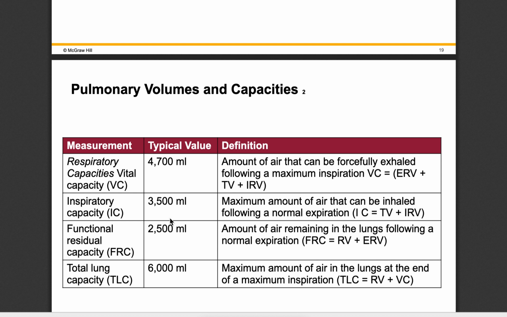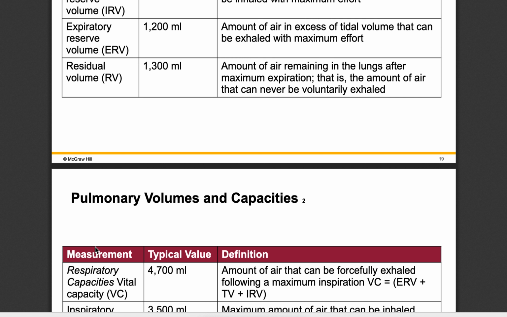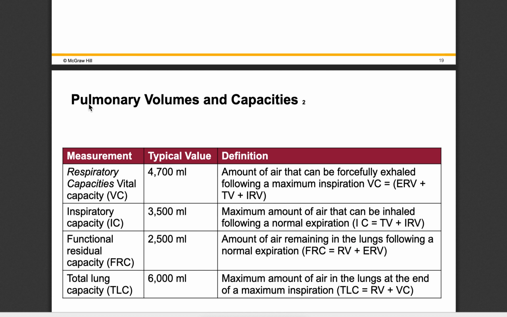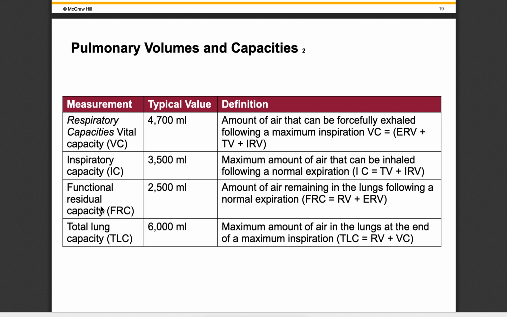And so then we get into some things that can help us see how much air we continue to move. You've got total lung capacity, which is how much air your lungs can actually hold. Functional residual capacity is the amount of air remaining in the lungs following a normal expiration. So you just exhale normally, how much air is left? This is the expiratory reserve volume plus residual volume. Functional residual capacity is how much naturally you have left in your lungs.